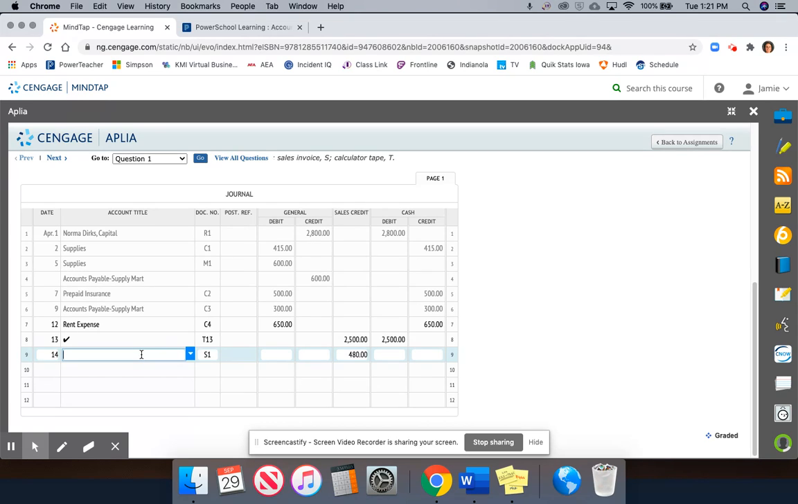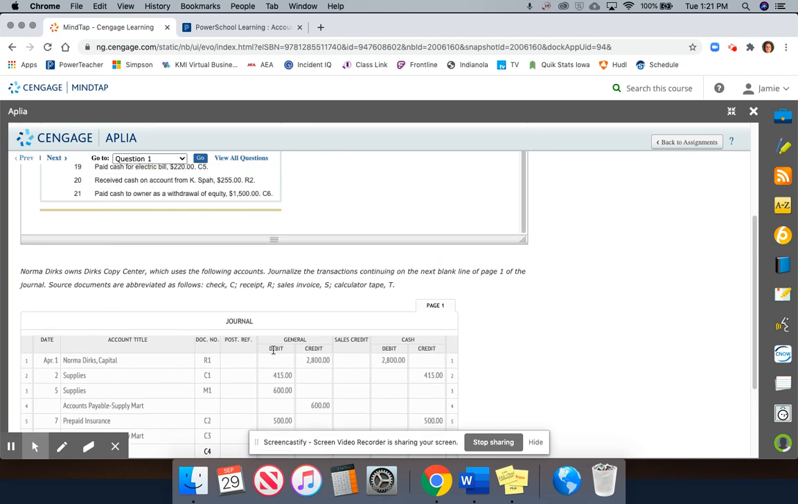We sold on account, so we're eventually going to receive money from K-Spa. So eventually going to receive means accounts receivable. Let's spell it out exactly as it is in the chart of accounts. And we will debit that customer's account for $480. Accounts receivable is an asset. We're increasing the amount that they owe us, so we're going to debit their account. All 4 items are there for the journal entry.